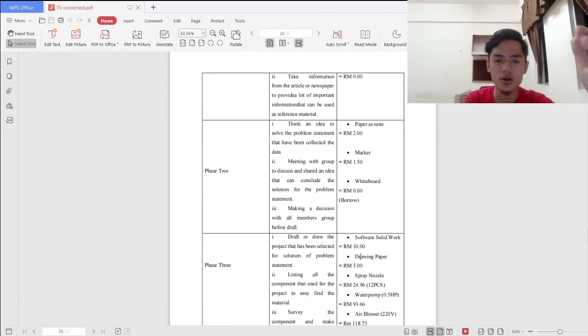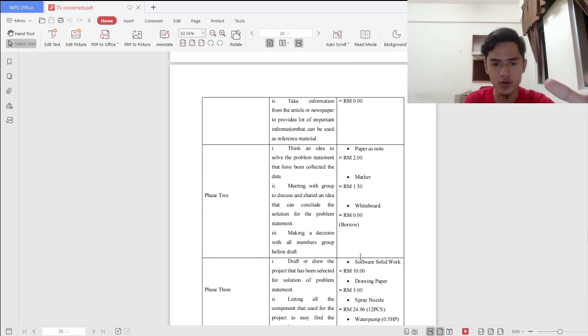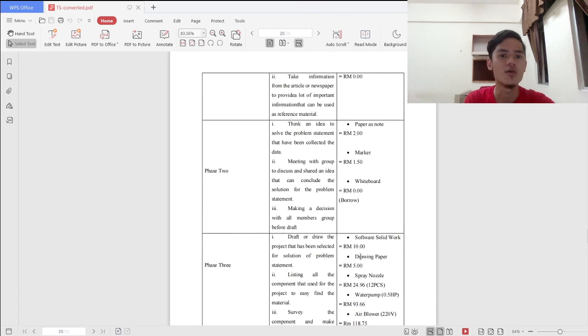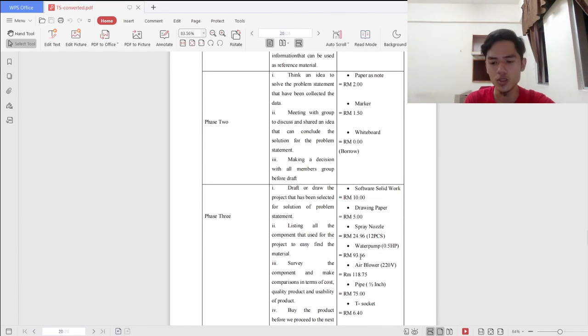And then we are drafting or drawing the project that has been selected as the solution to the problem statement. Then we are listing all the components used for the project to easily find the material. In this semester, we are finding the material, the equipment, the electrical components and the electronic components.